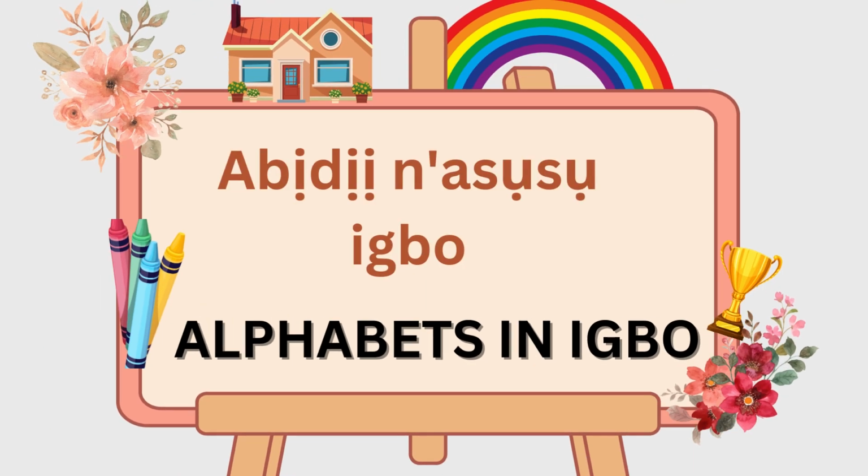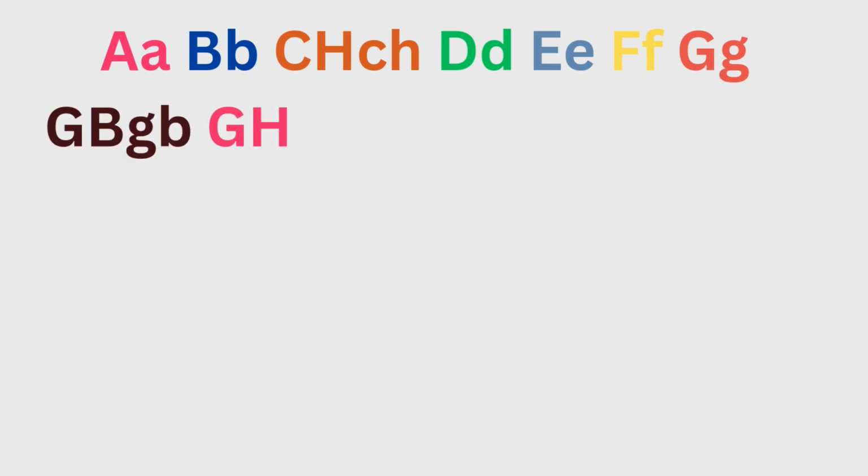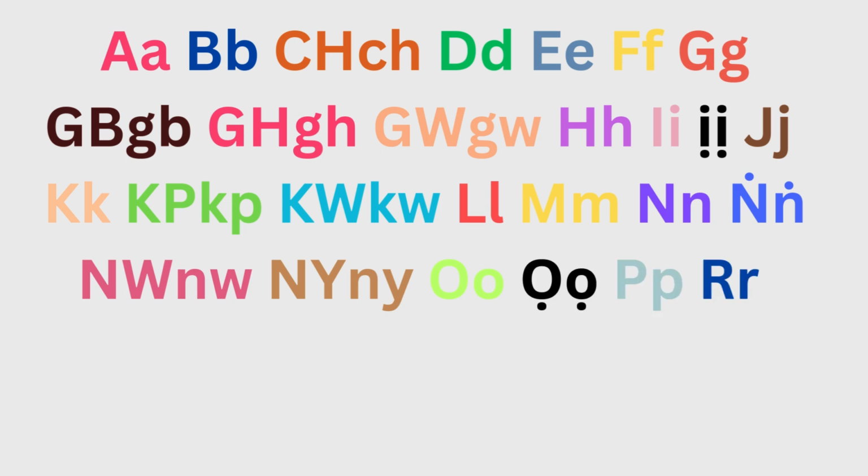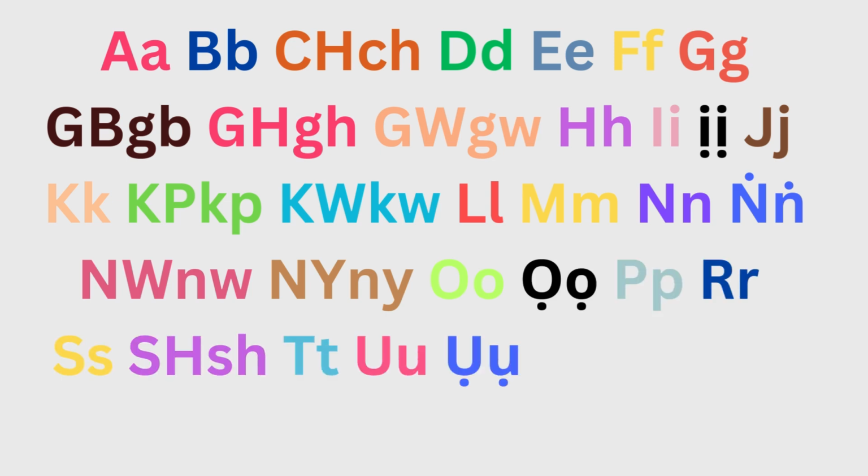Today we will talk about Abidii in the Igbo language, that is, alphabets in the Igbo language. There are 36 alphabets in the Igbo language. In this video, I will teach you words for each alphabet, and towards the end of this video, I will teach you a simple way to pronounce A to Z in the Igbo language. Let's have fun.